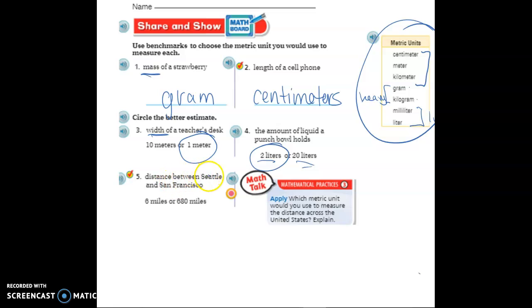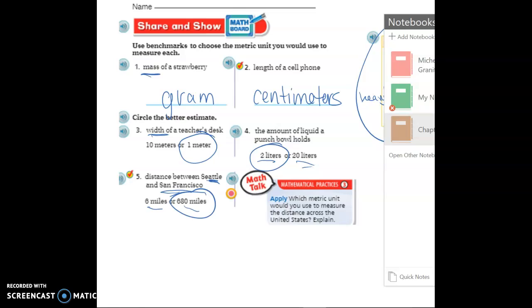Now, distance between Seattle and San Francisco. Seattle's in Washington, San Francisco in California. That's a very long distance. So would it be 6 miles or 680 miles? Go ahead and circle which one you think it is. Pause if you need to. It'd be 680 miles. Now go ahead and go down lower on your page.